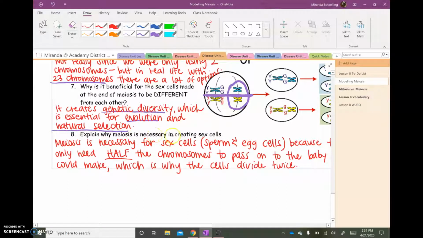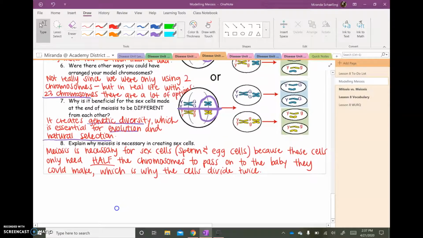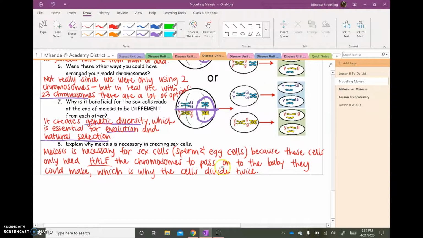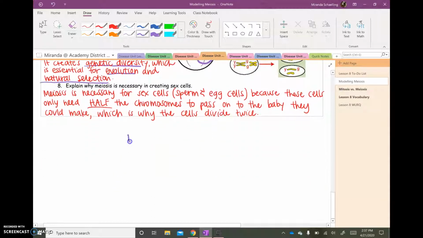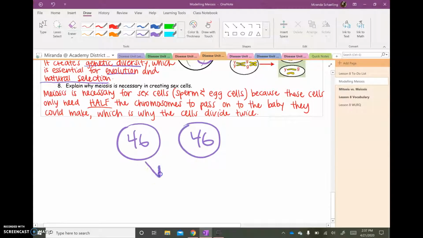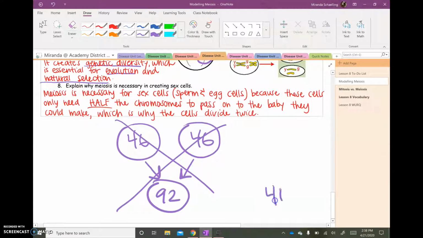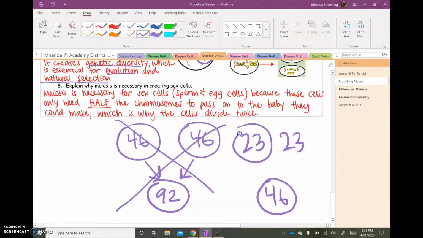Explain why meiosis is necessary in creating sex cells. So this is because they only need half the chromosomes to pass on to the baby, which is why the cells divide twice. Because if I had 46 from mom and I had 46 from dad, then as a baby I would have 92 chromosomes. That would be a completely different organism. So in order to make the 46 chromosomes that I need to be a person, I just need 23 from mom and 23 from dad.